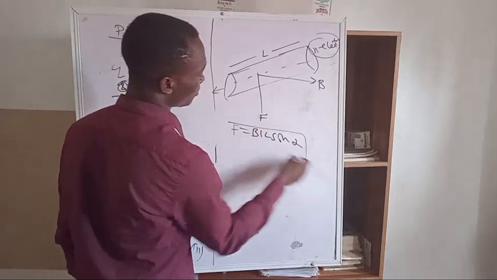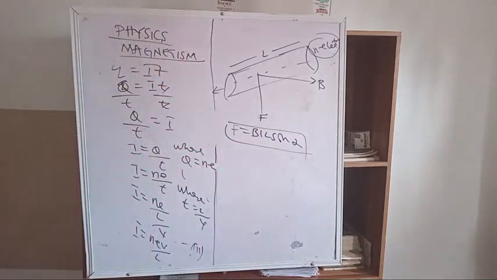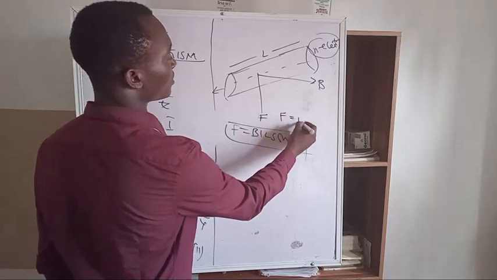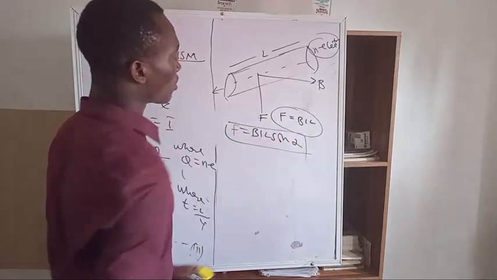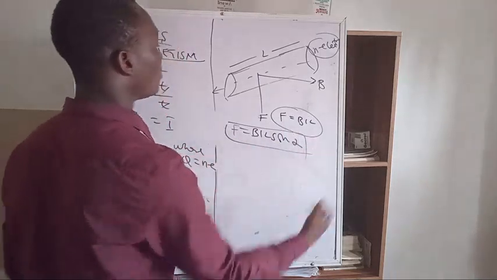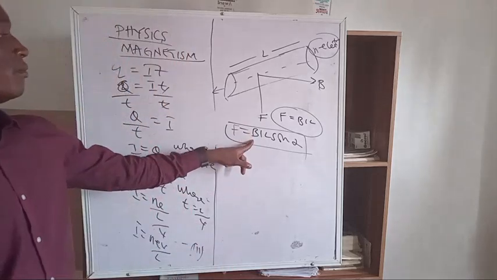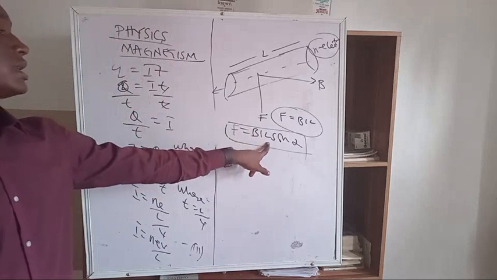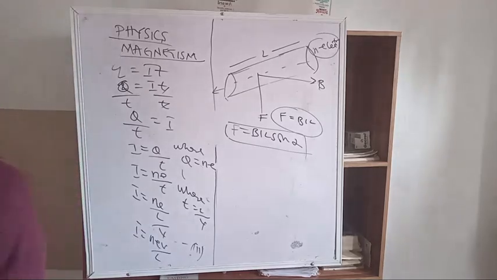So if F is equal to BIL sine alpha, now we are going to be imputing the value of I. Meanwhile, for that BIL sine alpha, this is if the wire is at right angle to the field. If there's no angle subtended, just use BIL alone. So F is going to be BIL alone, but if there's an angle subtended, you have F is equal to BIL sine theta or BIL sine alpha. So B is the magnetic field, F is the magnetic force, I is the current, L is the length of the conductor, then theta or alpha in this context is what?